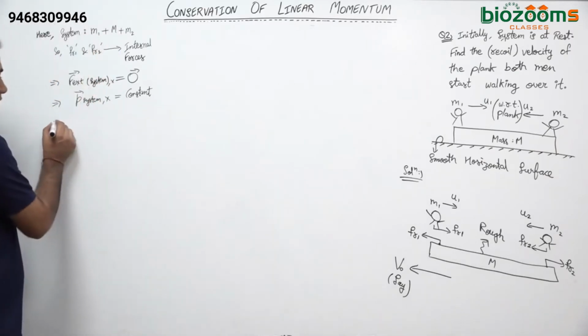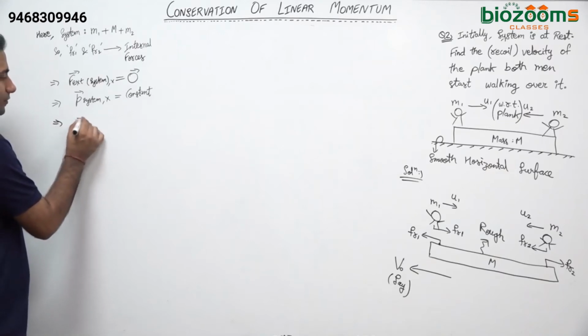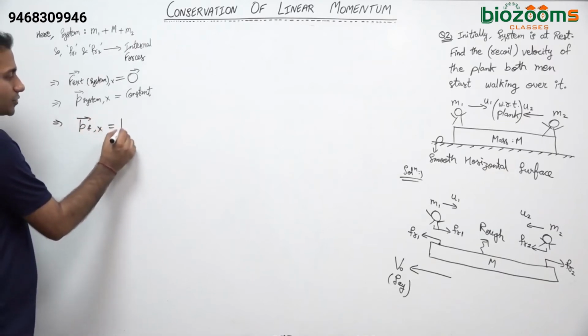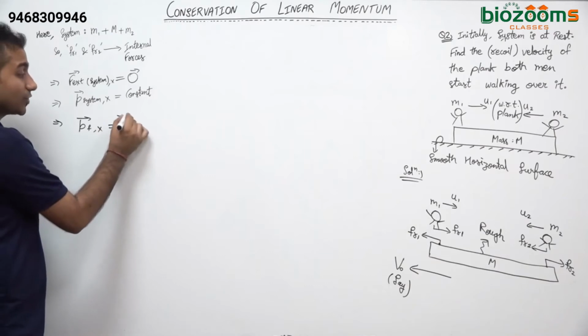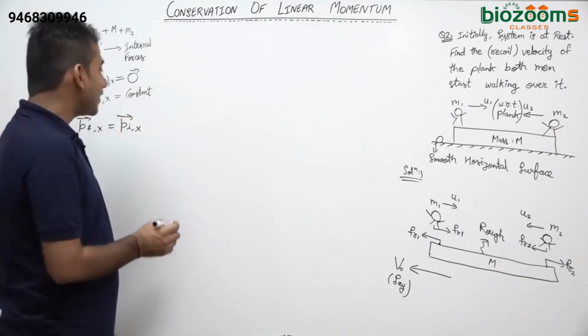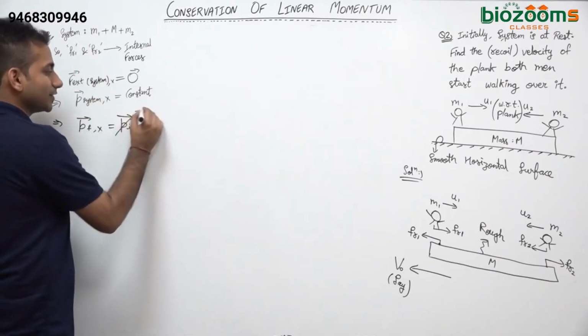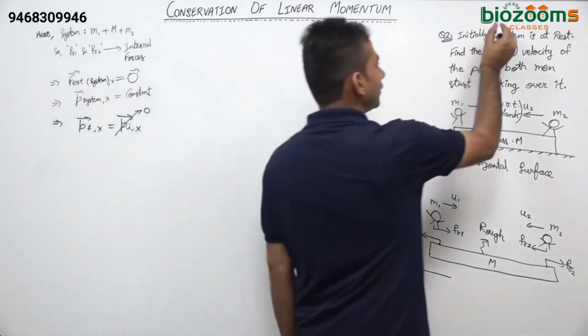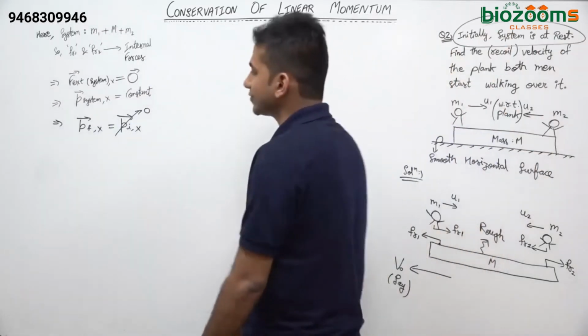Fine. So can we also write that the final momentum of the system in the horizontal direction must be equal to the initial momentum of the system in the horizontal direction? But what is the value of the initial momentum of the system? That is nothing but equal to 0. Again, the same logic, that initially the system is at rest.